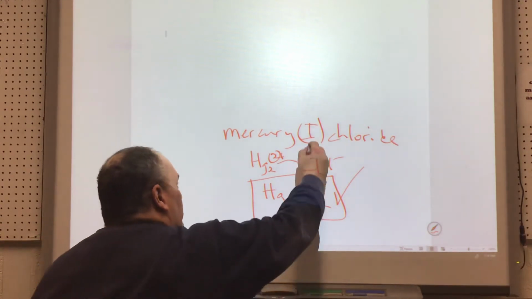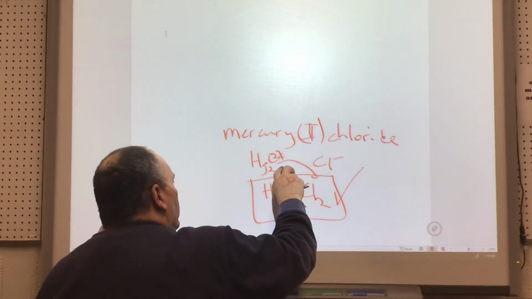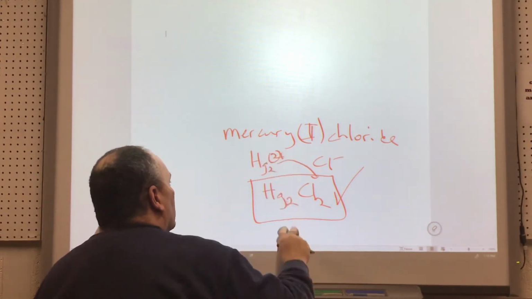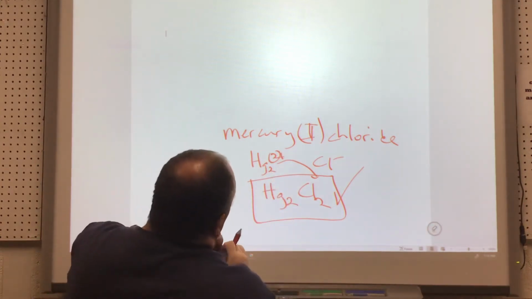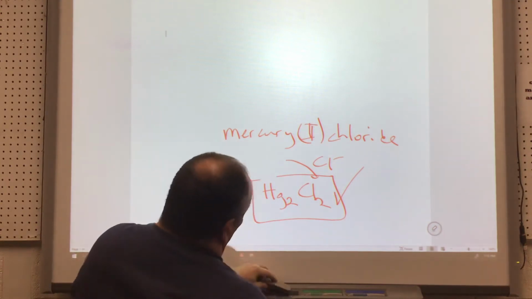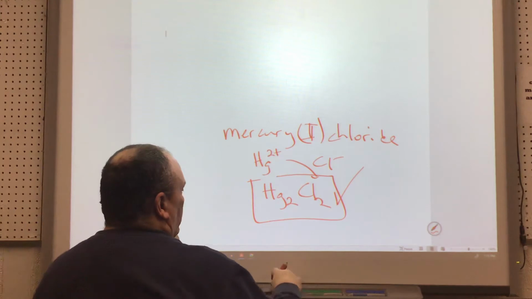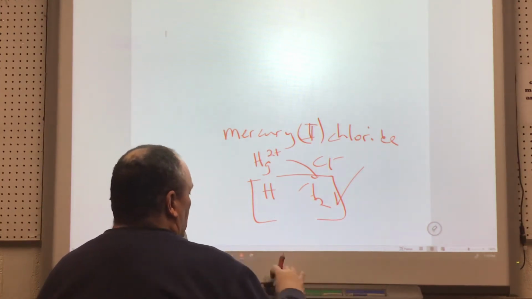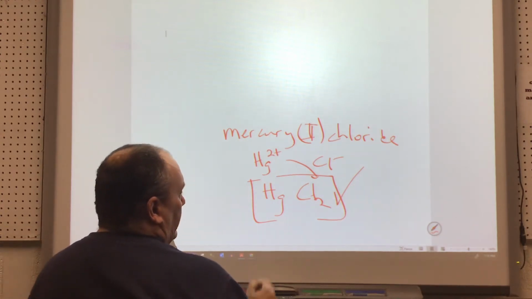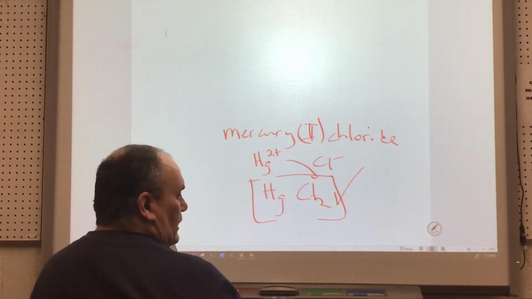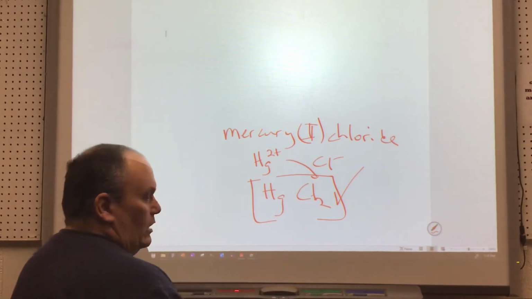Okay? If it's mercury 2 chloride, well, the only difference then is that instead of it being Hg2 2 plus, it's just going to be Hg2 plus. And then we do the charge switch, and it's going to look like that, HgCl2. That's kind of like what we've normally seen. Okay, so that's how you do the common name system and the stock system.